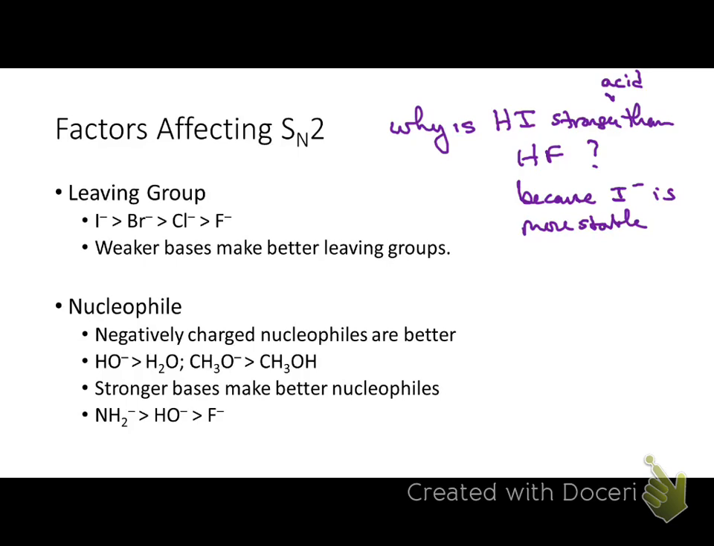Right. Okay, now the other thing that affects SN2 reactions is the nucleophile. So here's a couple things. Negatively charged nucleophiles are always better than neutrally charged nucleophiles. So if you have a choice between using OH minus and H2O, right? OH minus will be a better nucleophile. You'll get the same product if it's an SN2 reaction, but because of the negative charge, it's just better at attacking. Okay?